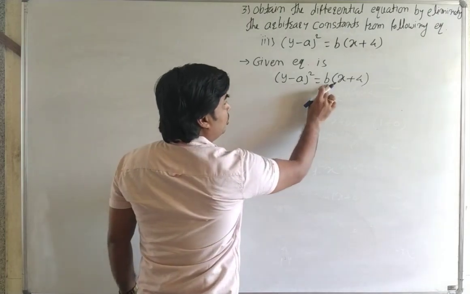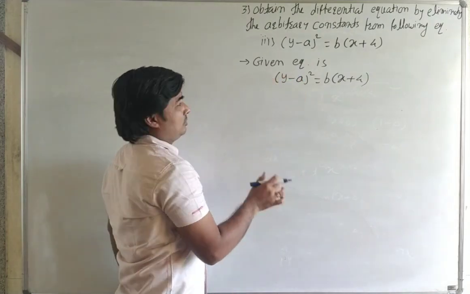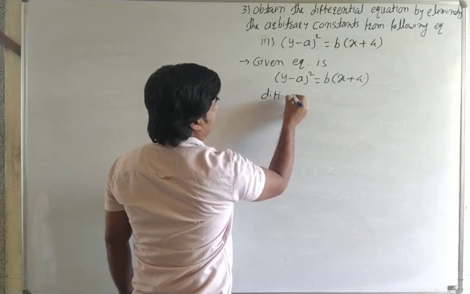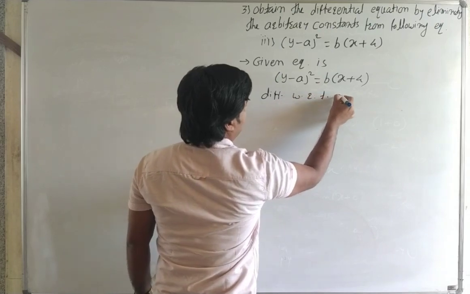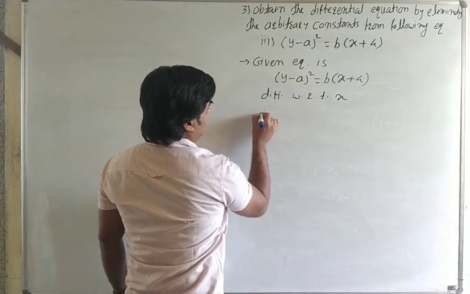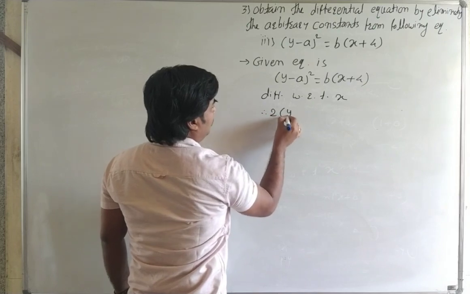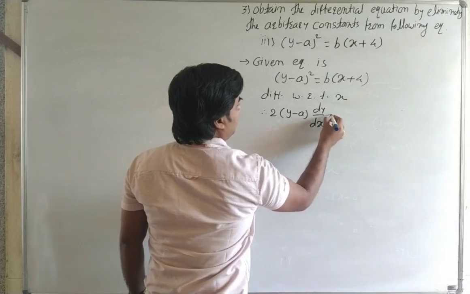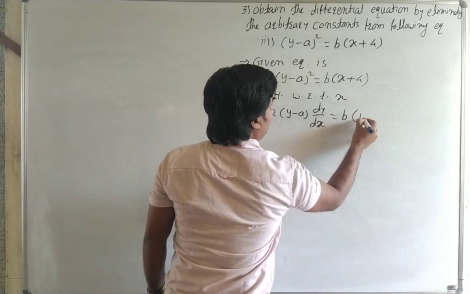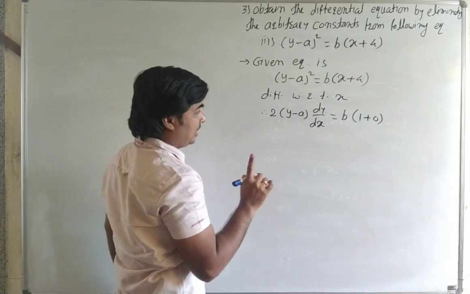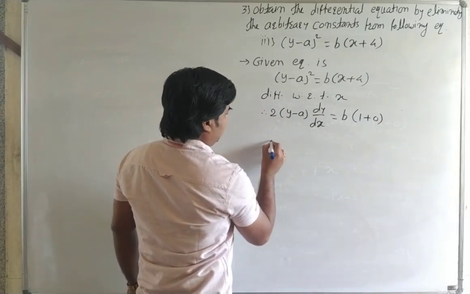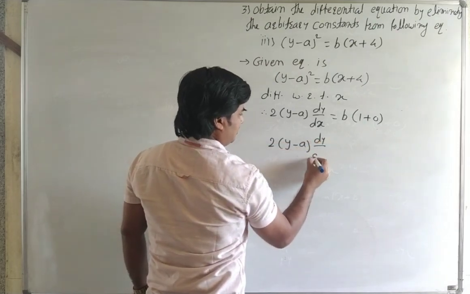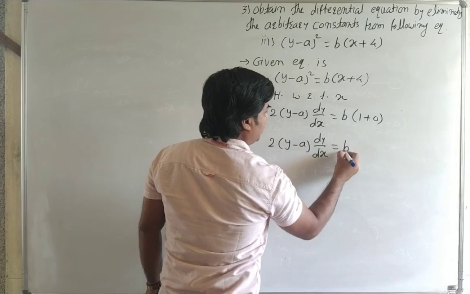Now there are two arbitrary constants, so we differentiate two times. Differentiate with respect to x. The derivative of (y minus a) whole squared is 2 into (y minus a) into dy by dx, is equal to b into (1 plus 0). See carefully this, and therefore it is 2 into (y minus a) dy by dx is equal to b.